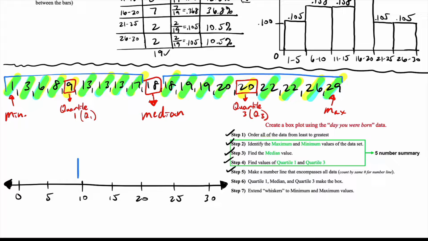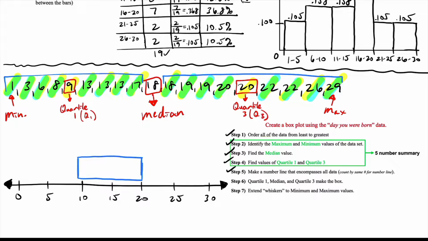And then I'm going to go to quartile 3 and do the same thing. Quartile 3 is 20. So I'm going to make a line that matches at 20. And then with those two, I'm going to close it to make the box. This is the box. That's why we call it a box plot.